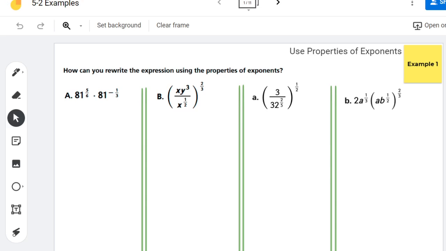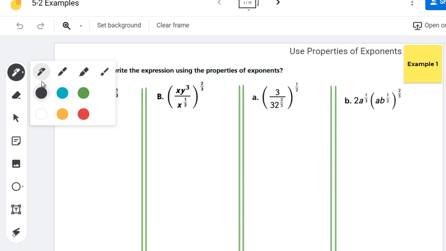In today's video, I'm covering example 1 from section 5-2 in the SavvasRealize Algebra 2 textbook. The goal of today's video is to use the properties of exponents in order to simplify an expression. To start out with, we have problem A here, which has 81 to some fractional exponents.